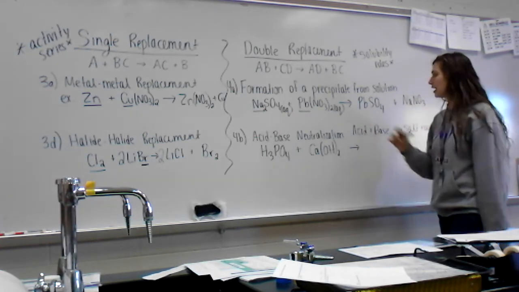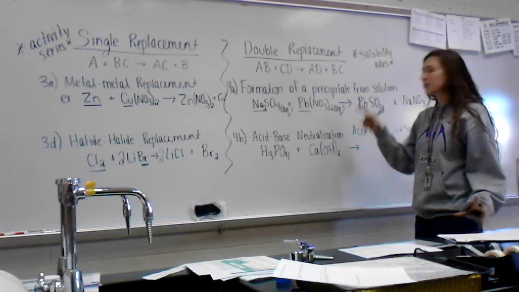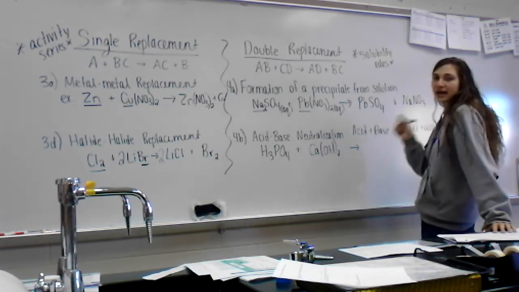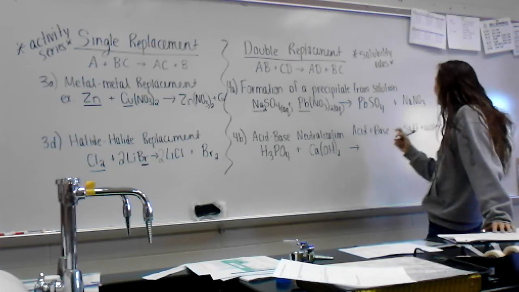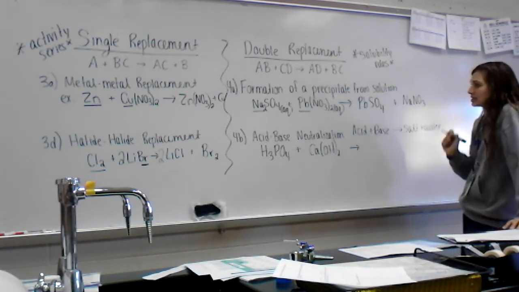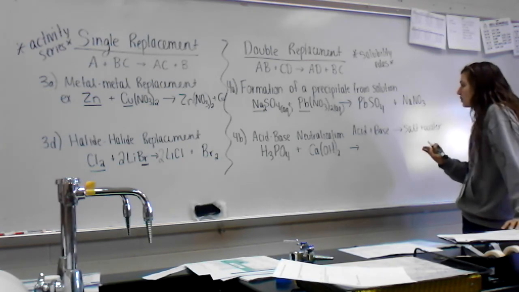We need to make neutral compounds. Pb here has a +2 charge. If we look at our previous compound, sulfate has a -2 charge, so we only need 1 of each. And then sodium has a +1 charge, nitrate has a -1 charge, so we're good there as well.